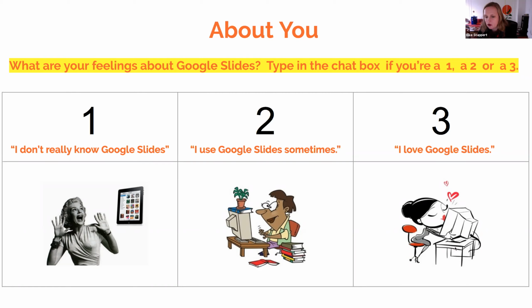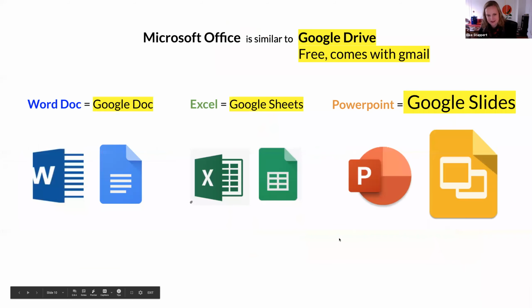Okay, so I hope that my twos and my two and a halves and my threes are not too bored here, because this is a basic Google workshop. And I hope that I can help the ones and the twos a lot. Okay, good. So here is an overview.